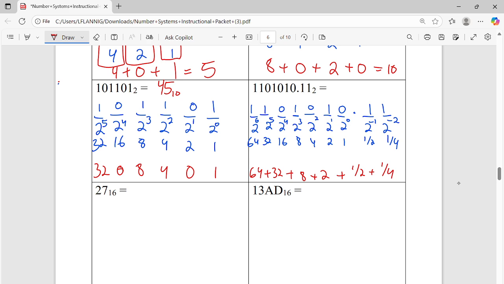So 64 plus 32, well, that's 96. And then 96 plus 10 is 106. So we know we have a 106 as our whole number. And then for our decimal, we have 1/2 plus 1/4. And I know that to be 0.75. So that's the answer.